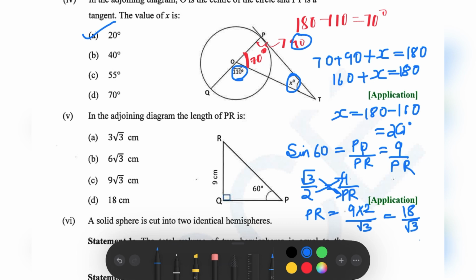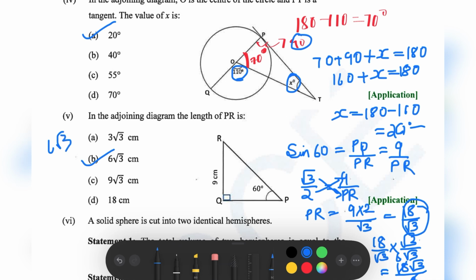Now always remember, this is not the standard way of representing an irrational number. So what you will do is rationalize it by multiplying by root 3. So it will be 18 root 3 upon 3. When you cancel, it will become 6 root 3, student. So the answer is 6 root 3. Okay, like that you have to do, right? So now next.